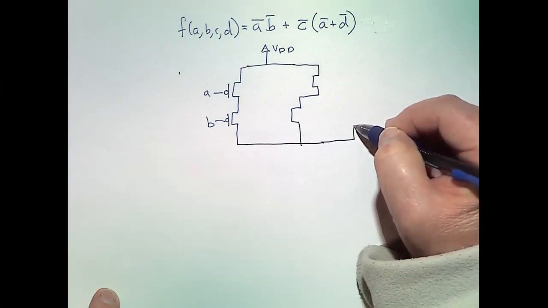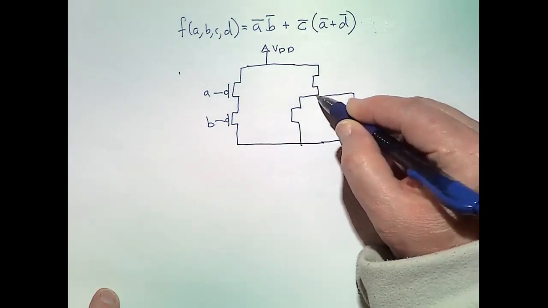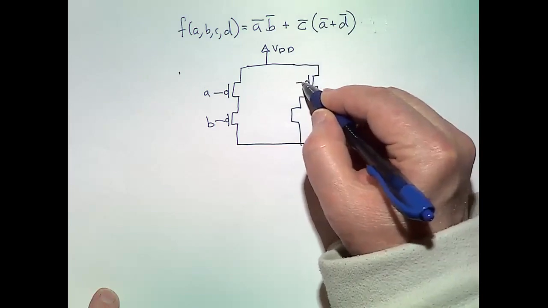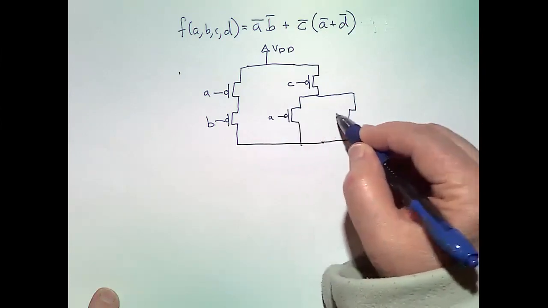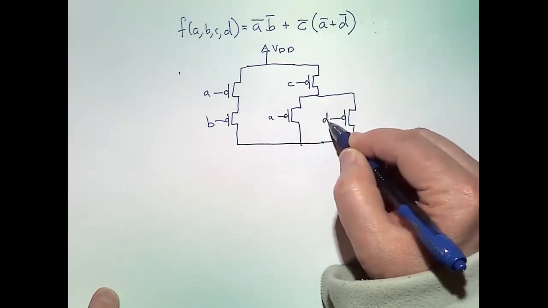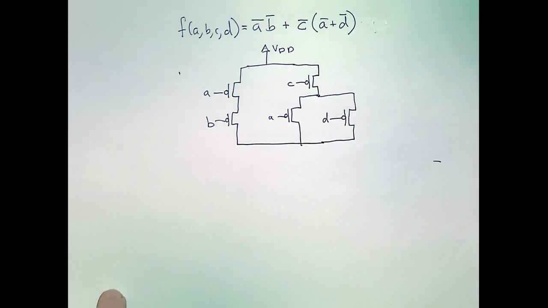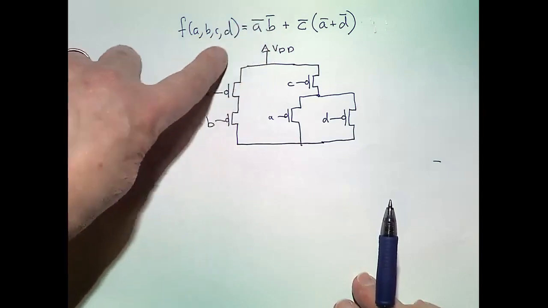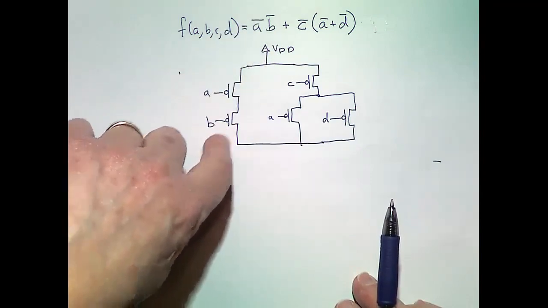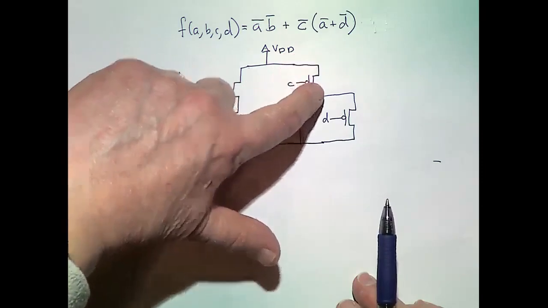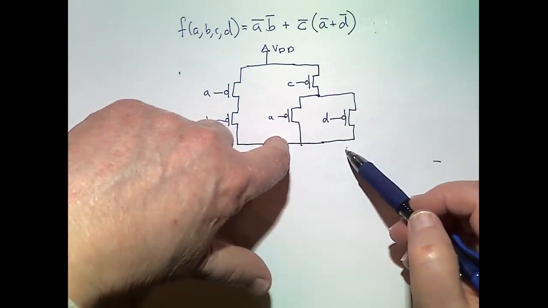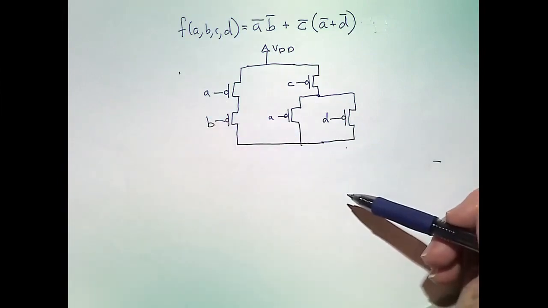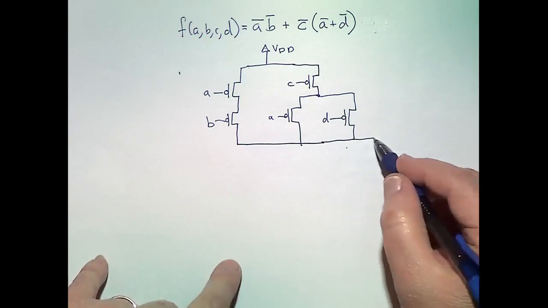Okay, so now we have a branch which requires C to be 0. And then we have a choice, either A or D. Okay? So you can see that whenever we have an AND, we had a series connection. Here we have an AND here, so we have a series connection, but the second part is actually a parallel connection. Okay. All right, so that's half the problem.